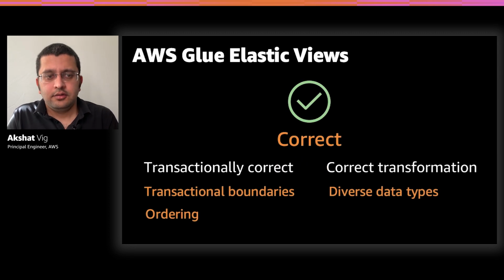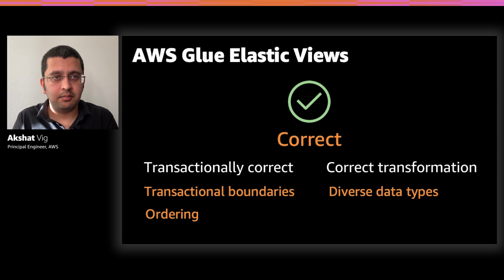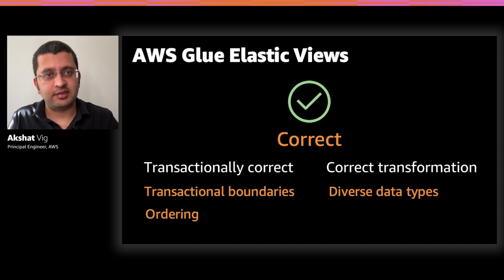So Glue Elastic Views is correct. One of the things with moving data from one place to another is that you have to ensure that it is correct, and this is one of the really hard challenges in making sure this is done right. And there are two parts to correctness. One of them is transactionally correct.